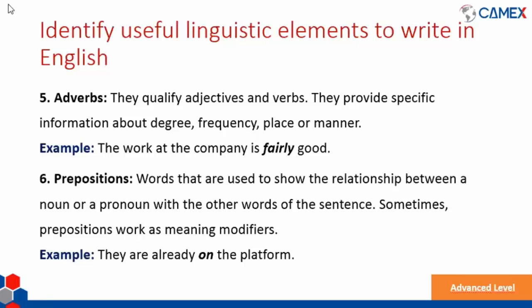Okay, so in the other example, on was the preposition because it refers to a position, a place, and it says that they are already on the platform. Okay, so it establishes a relationship between two elements.